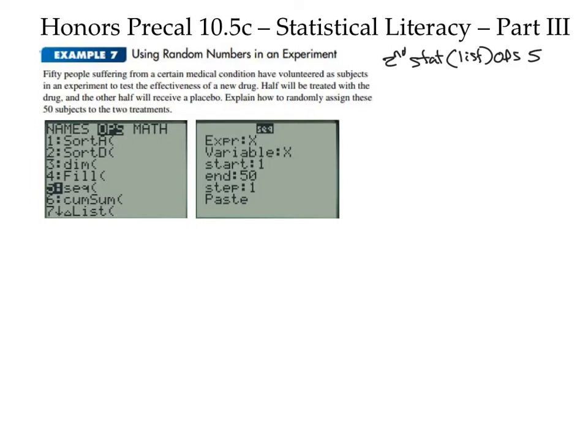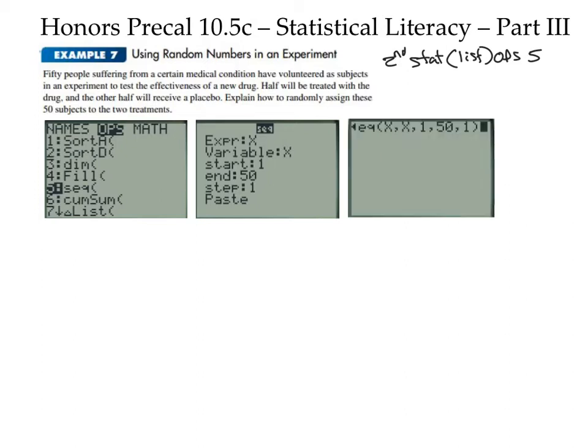We want the variable x expression to start when x is 1 and end when x is 50 and go up by 1. So what this is going to do, it's going to create a sequence of the numbers 1, 2, 3, 4, 5 all the way up to 50. And then when I paste that into my home screen, it looks like this.